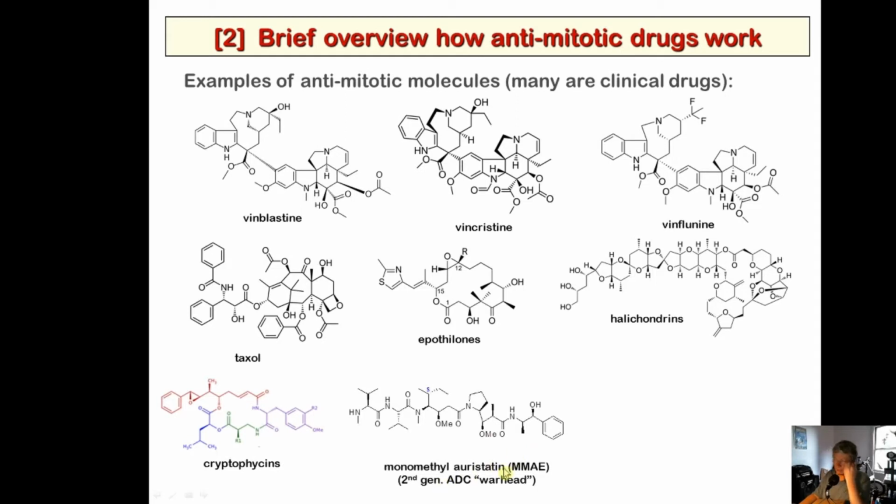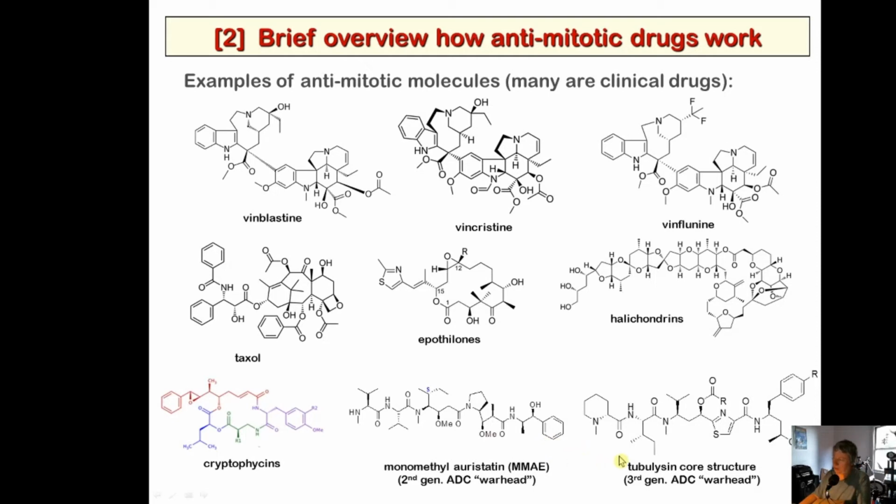So this is MMAE, the one I mentioned earlier, monomethyl auristatin. It's a second-generation antibody-drug conjugate warhead that is still used, and it works well for a lot of things. It is cytotoxic and can treat certain kinds of cancer. With other cancers, like multi-drug resistant cancer, it is not as potent.